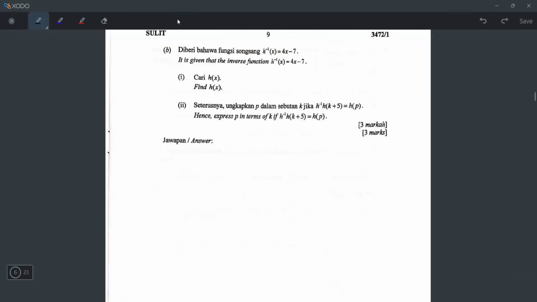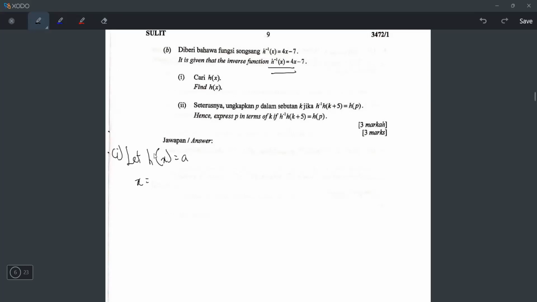B. It is given that the inverse function is this, find hx. All right, this is quite easy. It's 3 marks, right? Usually there are a lot of methods to do this kind of question, but this is the method I teach in class and the method I like to use a lot. So let the final answer equal A, because the final answer is hx.